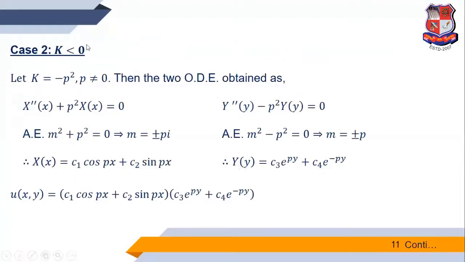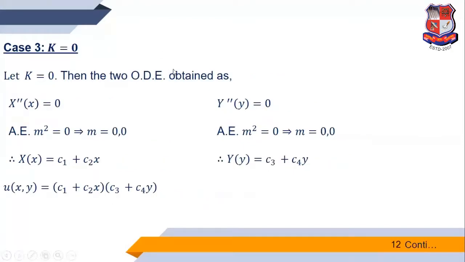So therefore, the given PDE solution for case k less than 0, we write u of x,y is equal to c1 cos px plus c2 sin px times c3 e raised to py plus c4 e raised to minus py.